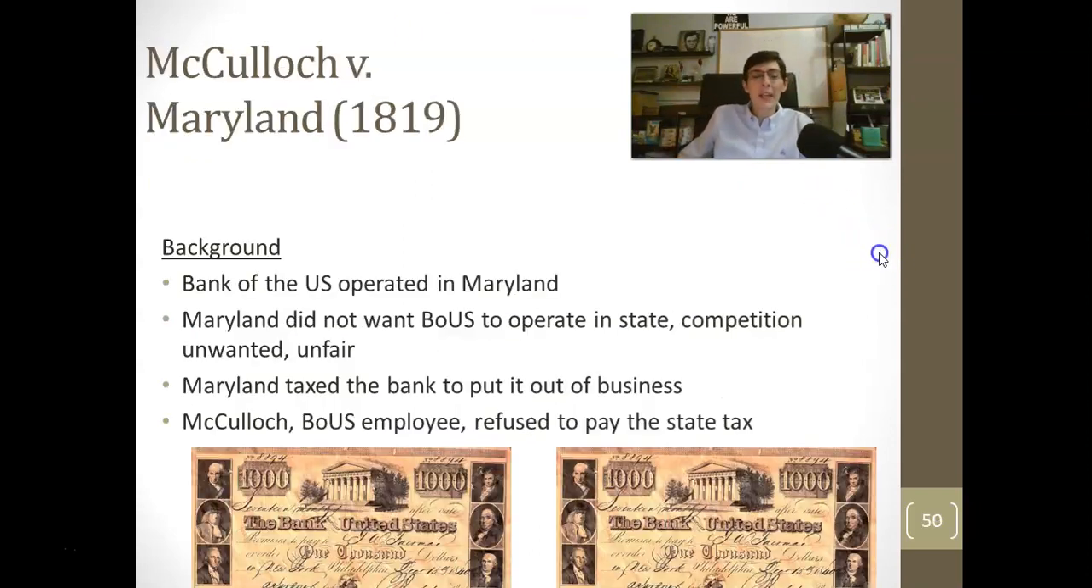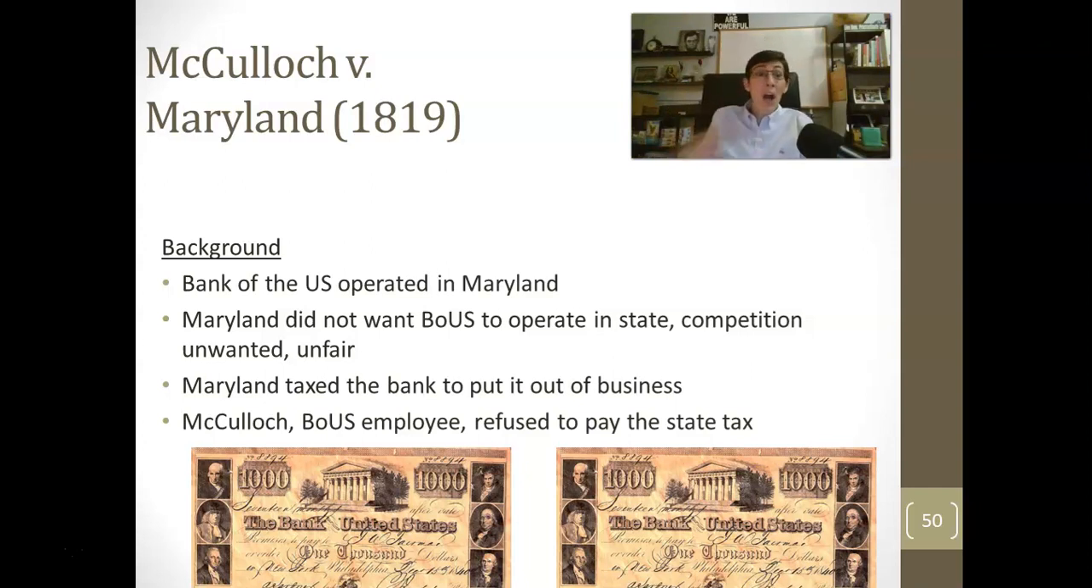So let's talk about the facts of this case a little more in detail. In order for the federal government to follow through on its duties of coining money, right, and controlling currency and regulating trade, things of that nature, they needed to have a national bank to handle all those transactions. So there was a branch of the Bank of the United States that was operating in Maryland. Now, Maryland, being a very states' rights state, was like, no, I'm not here for this. I don't want competition for my local banks, my state banks, my regional banks. Get out of here. We're going to tax the heck out of you to put you out of business.